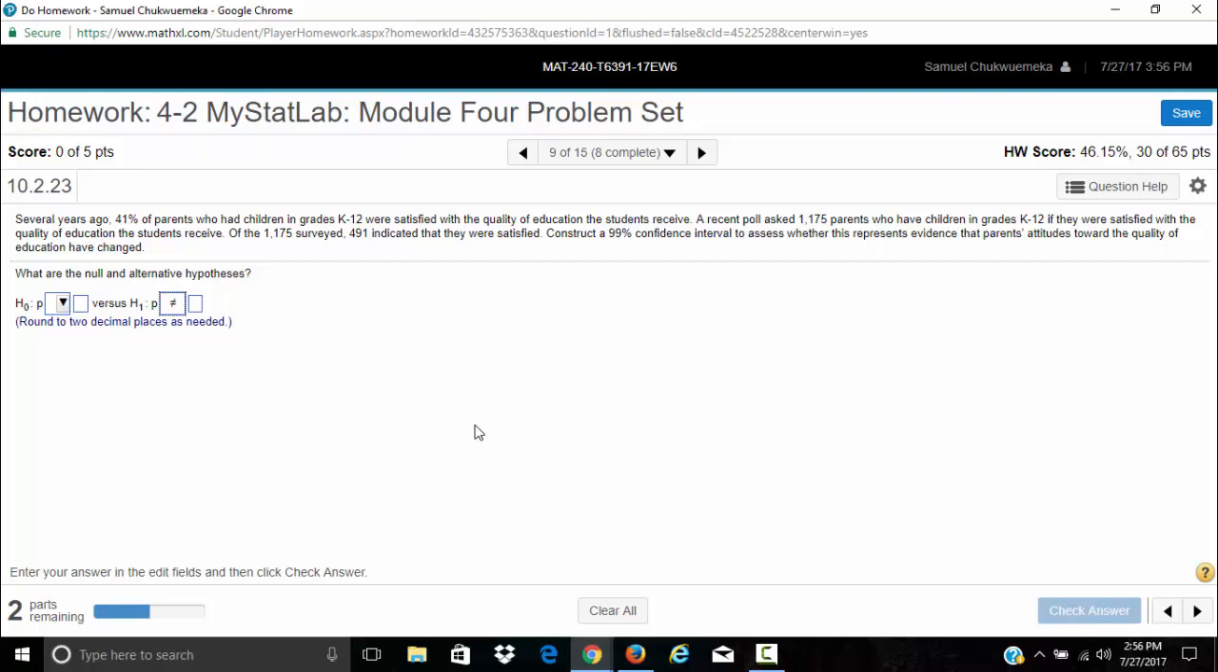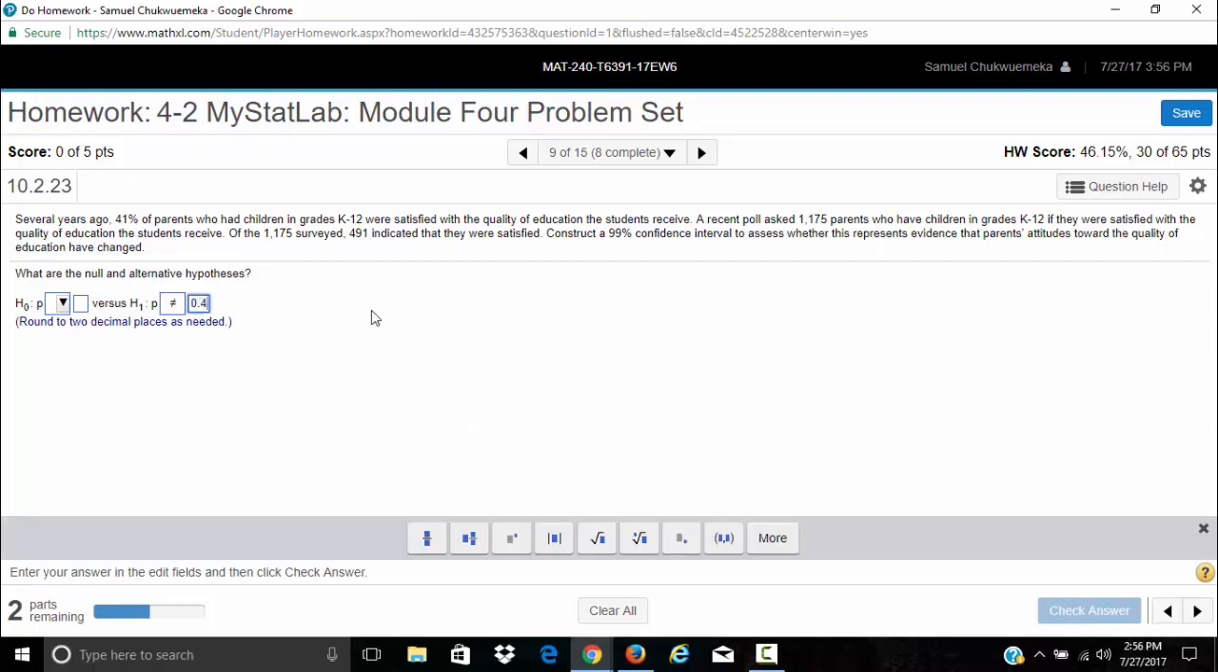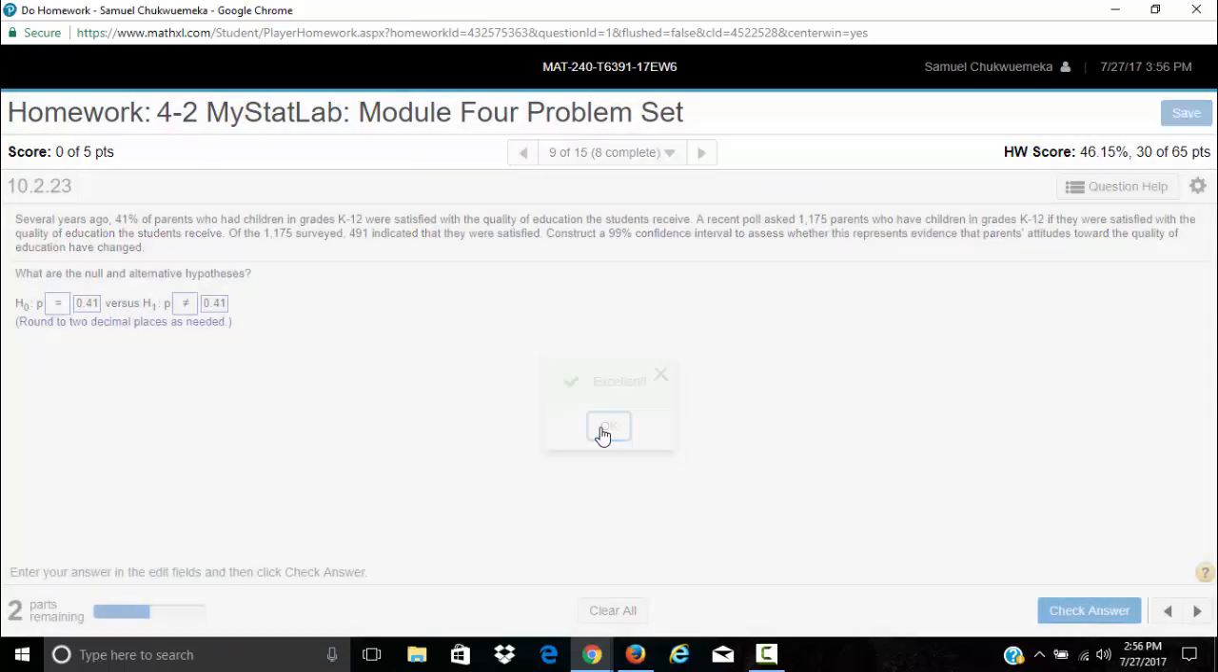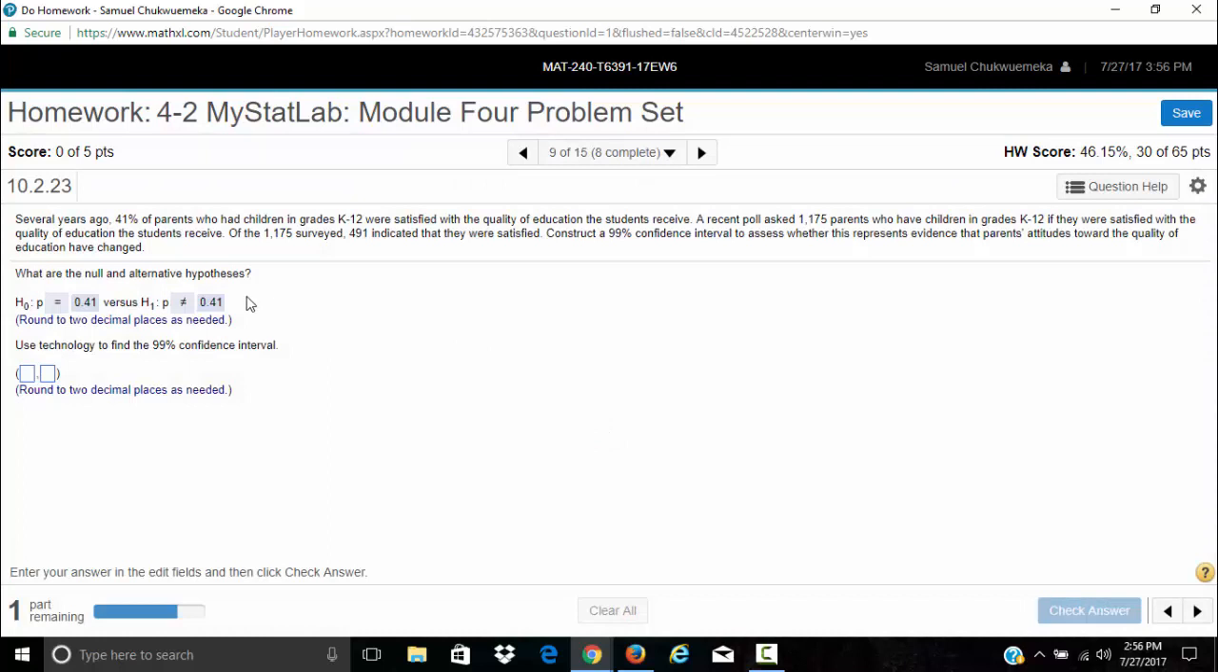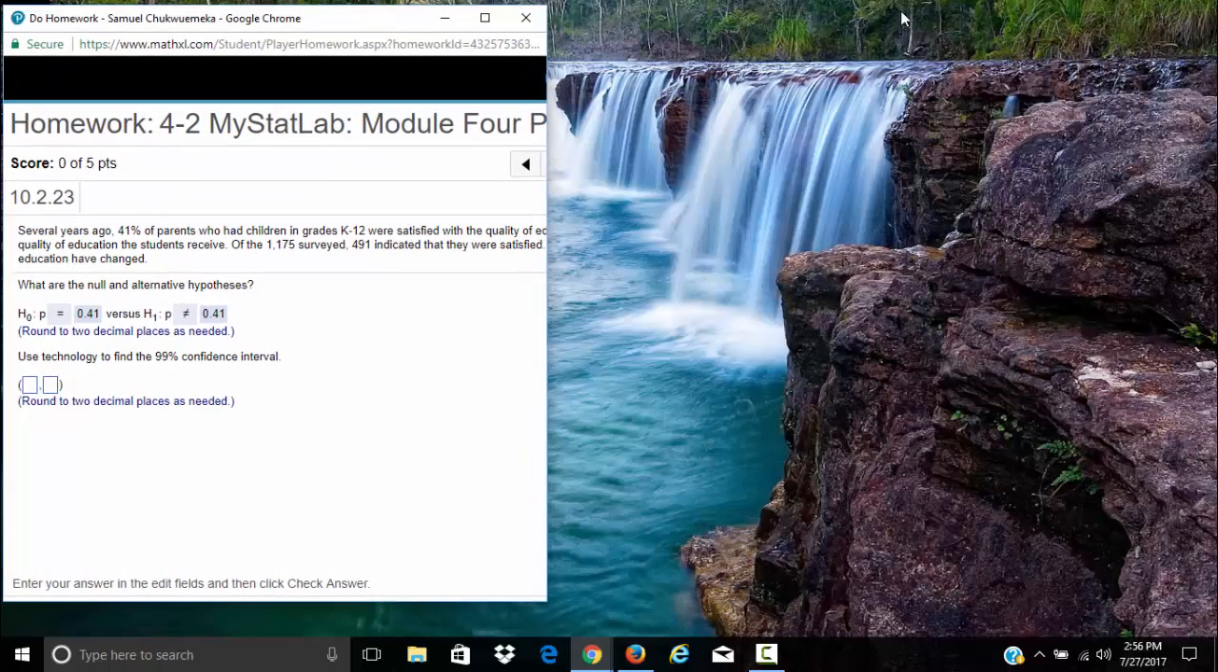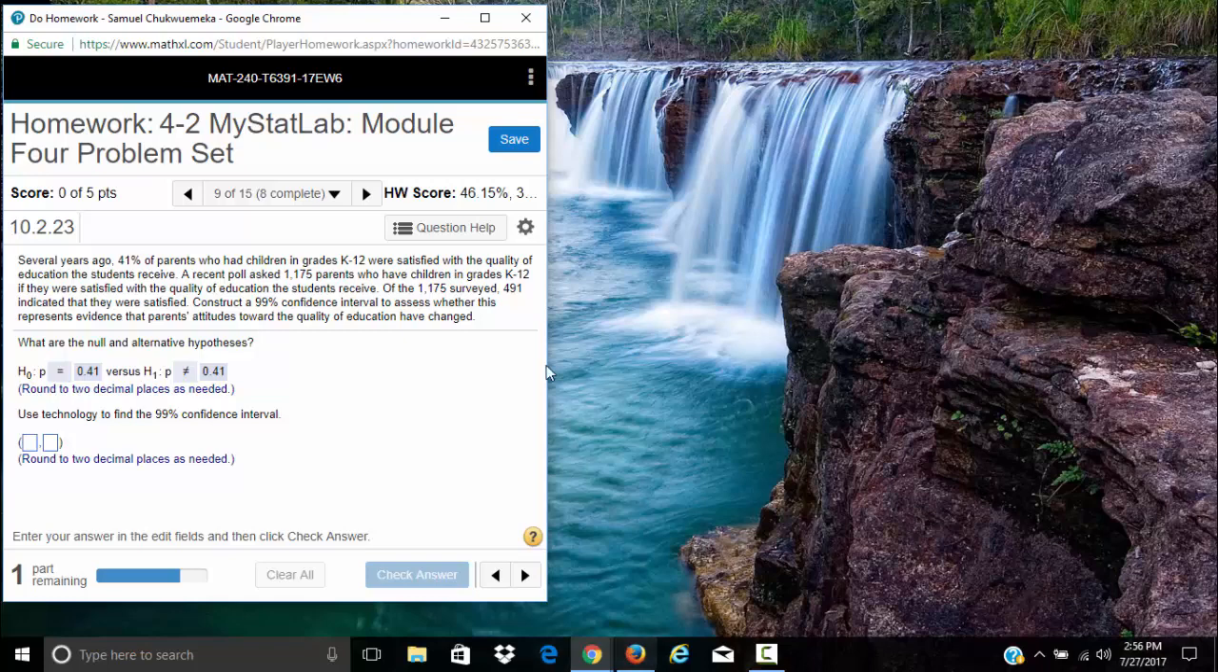And then the population proportion, of course, this is several years ago, 41% of parents who had children. So 41%, 0.41. So this is 0.41. And then the null will always be equal to, okay, 0.41. That's the null. So that's your hypothesis. The null hypothesis and alternative hypothesis. The next one, use technology to find a 99% confidence interval. All right, so we'll do it with my calculator, then we'll do it with Statcrunch. How about that?